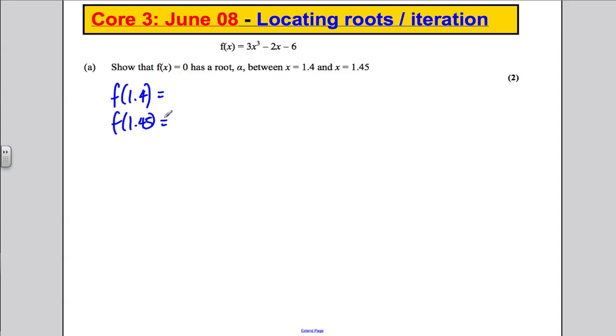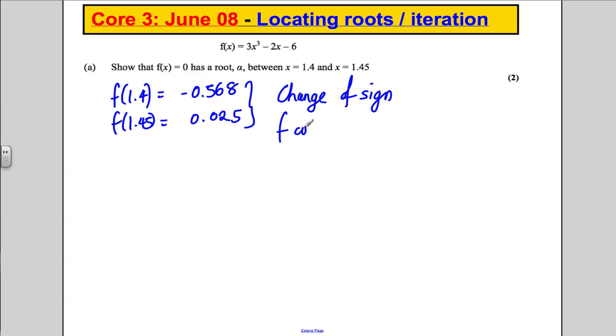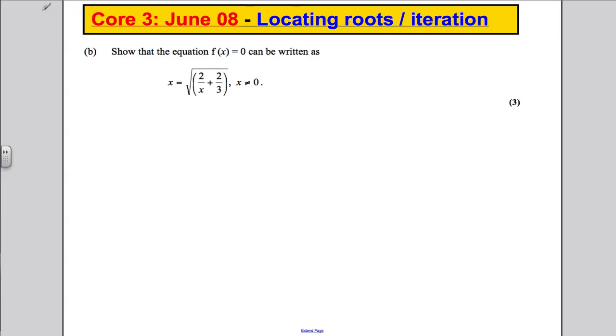So we've got 3x cubed, subtract 2x, subtract 6, and we work that out at 1.4, and we get ourselves negative 0.568, and we work that out at 1.45, and we get ourselves positive 0.025, and we can say the usual, we can say change of sign, f continuous, therefore root alpha is between 1.45 and 1.4. And we're done.